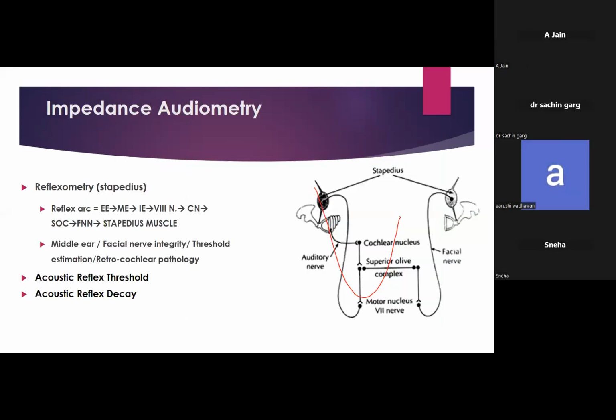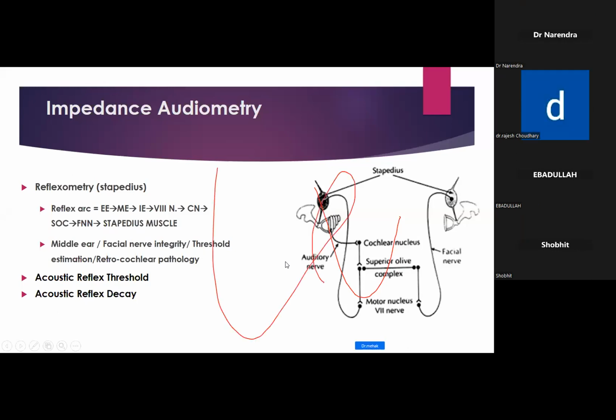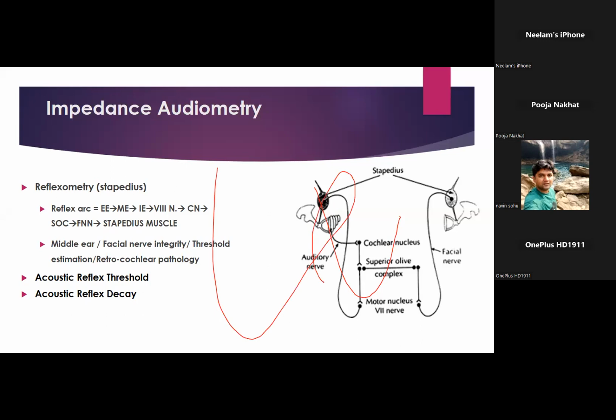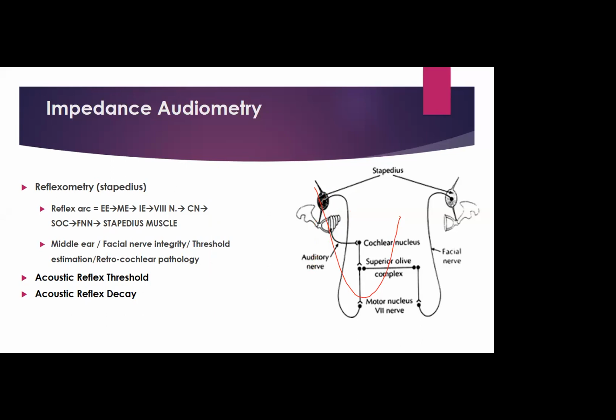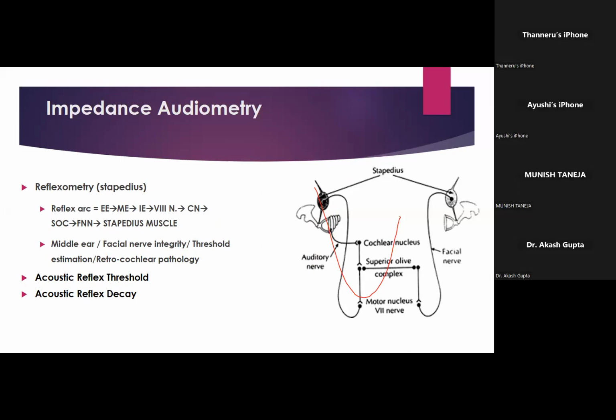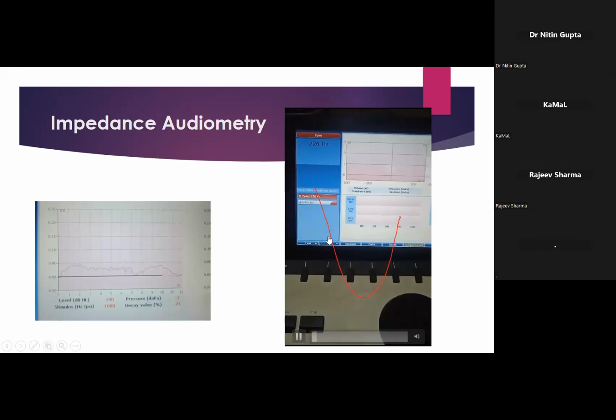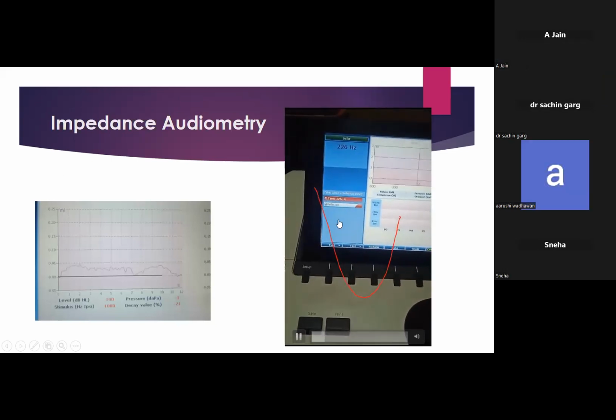The reflex arc is important while conducting the reflexometry. We should be aware that the sound travels from the external ear, middle ear, inner ear, eighth nerve, cochlear nucleus, superior olivary complex, and then from the facial nerve nucleus, it gives the neurons to the stapedius muscle. It contracts upon receiving loud sounds. So the acoustic reflex threshold and acoustic reflex decay are the two tests which help us in identifying the behavior of the stapedius muscle.